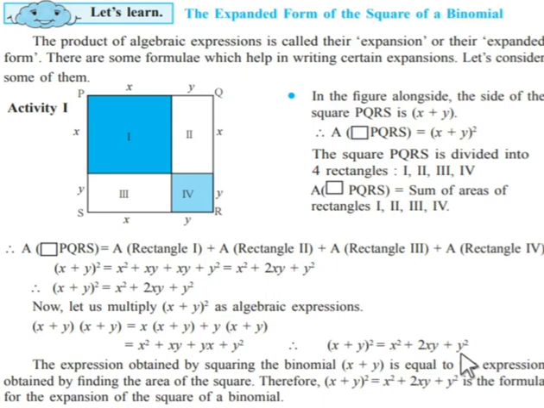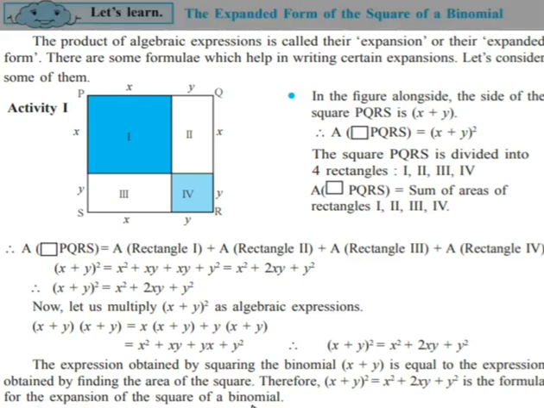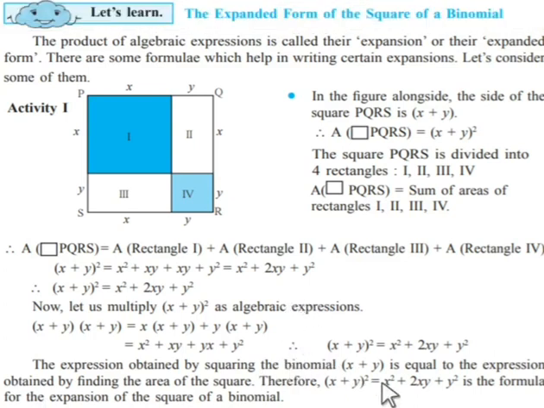Now the expression obtained by squaring the binomial x plus y is equal to the expression obtained by finding the area of the square. Therefore x plus y whole square is equal to x square plus 2xy plus y square is the formula for the expansion of the square of the binomial. So this is the formula for finding the square of the binomial. So children, you have to keep this formula in mind and we will solve many examples using this formula.